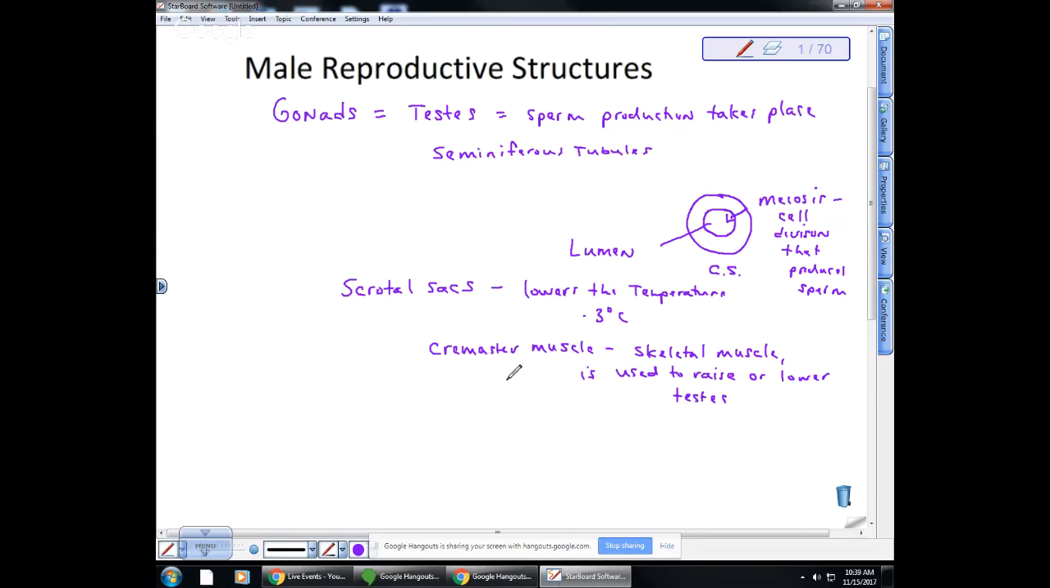There's also another muscle called the dartos muscle. And this is in the skin. And it causes wrinkling of the scrotal sac. So the skin can also wrinkle, and that would help to raise the temperature of the testes.